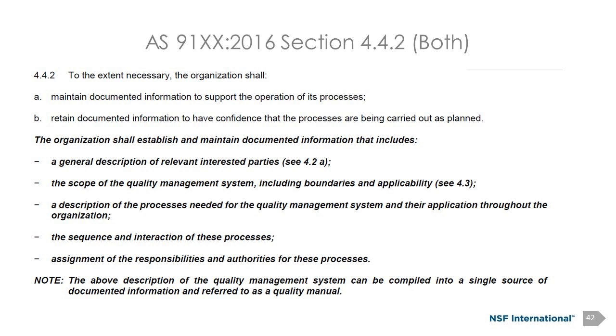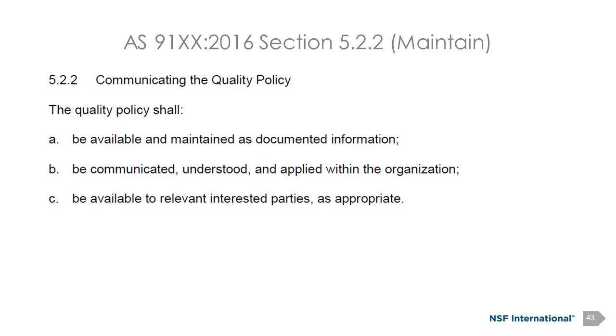Under 4.4.2, it prescribes some maintained documented information. And just for clarity's sake, it says this can be the quality manual. It doesn't have to be, but it can be compiled into a quality manual. What we have to have is a description of the interested parties, a description of the scope, the description of the processes, the sequence and interaction of the processes, and the assignment of the responsibility and authority for these processes. So this could be in the form of an org chart, process map, scope statement, or within the quality manual. And then there could be a separate PESTLE type diagram that talks about the interested parties and their needs. Or you can combine it and compile it all into a single quality manual. Your choice as a company.